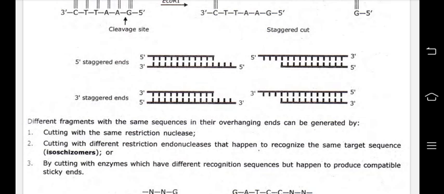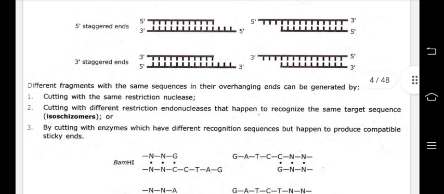Different fragments with the same sequence in their overhanging ends can be generated by cutting with the same restriction endonuclease, or by cutting with different restriction endonucleases that happen to recognize the same target sequence, isoschizomers, or by cutting with enzymes that have different recognition sequences but happen to produce compatible sticky ends.